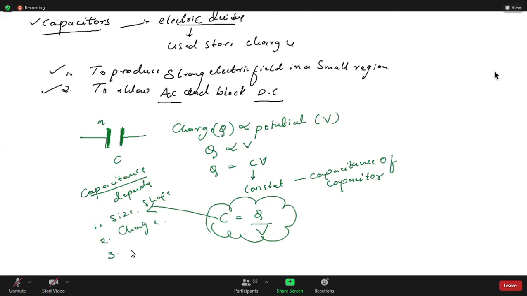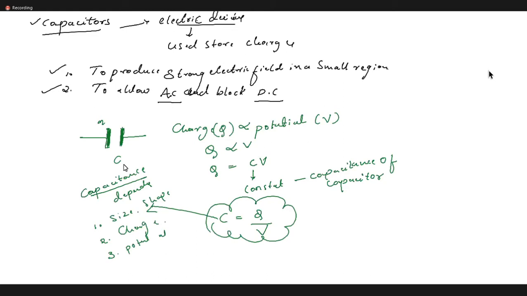Potential of the conductor. So the distance between the plates, if increased, this is going to be decreased. Then if it is going to be increased. Okay, so then anything.